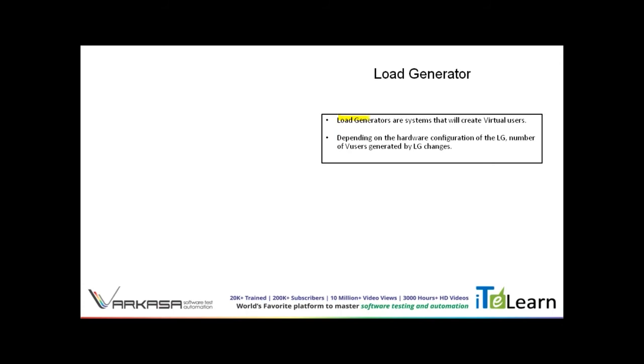Load generators are the systems that will create the virtual users. We understood that. Depending on the hardware configuration of the LG, the number of virtual users generated by the LG changes. For example, if the hardware configuration is less, the LG is capable of giving only a few virtual users. If the hardware configuration of the LG is good, the number of virtual users generated will be more. When I say hardware configuration, what am I talking about? Which processor, what is the RAM, what is the hard disk? It mainly depends upon the RAM.